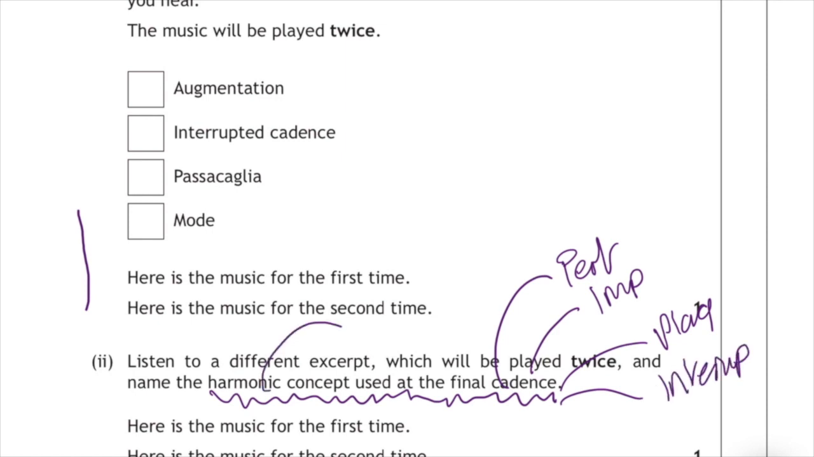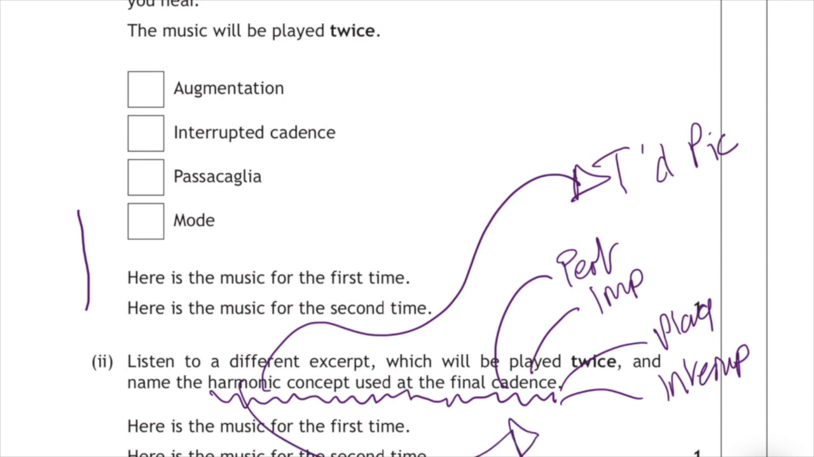What other harmonic words do you know that could happen at a cadence? There's another cadence that we learned about in the Baroque period. That is a tierce de Picardy. I'm using shorthand here as I know you can hear my voice and I'm running out of space. The other harmonic concept that could very potentially happen at a final cadence is a modulation. Now, given that that is a National 5 concept and that you could use a cadence to do that, I'm going to ignore modulation and focus on these other 5.